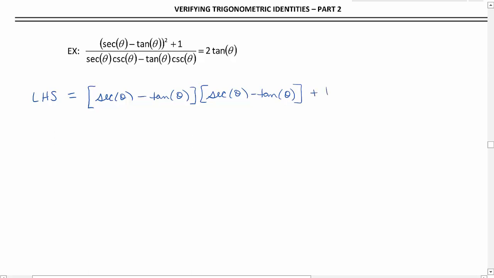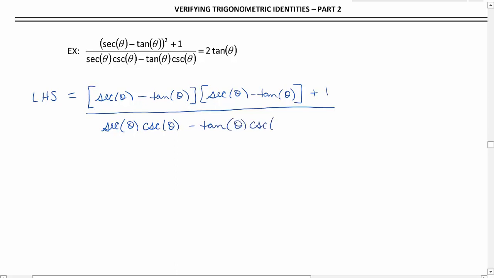And don't forget that plus 1 then off to the side. Then we have our whole denominator still. So let's multiply there in the numerator. Secant times secant, that'll be secant squared. Secant times negative tangent, that's minus secant tangent. Negative tangent times secant, that's minus another secant tangent.